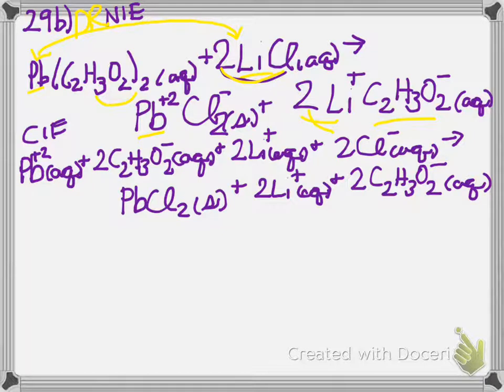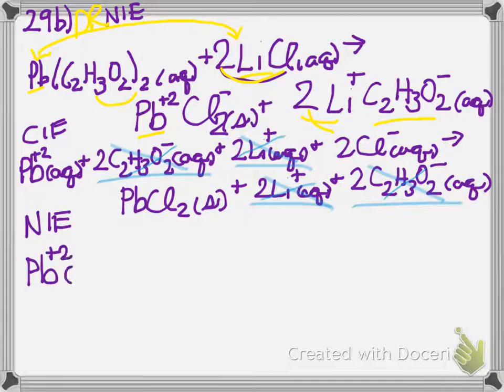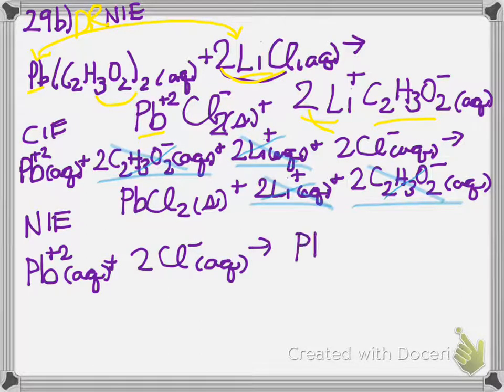All right, looking for my spectators. Here's an acetate, same symbol, charges, states of matter. Here's a lithium, same symbols, charges, states of matter. So my net ionic equation, Pb plus 2 aqueous plus 2 Cl minus aqueous yields PbCl2 solid for letter B.